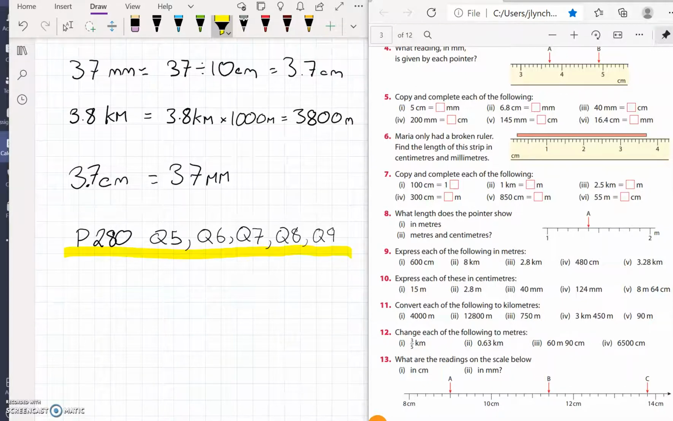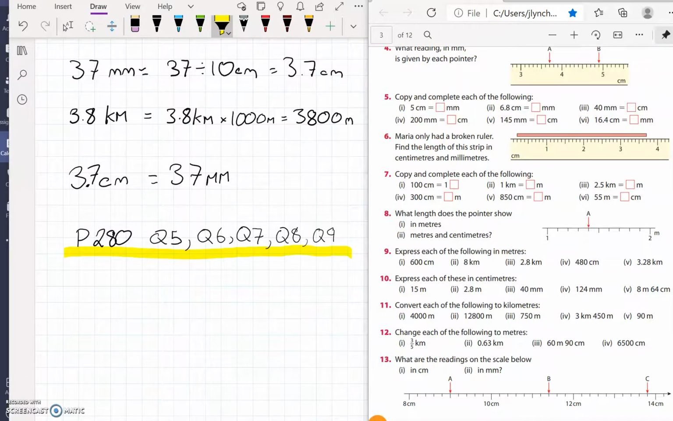Maria had a broken ruler. Find the length of the strip in centimeters and millimeters. Just make sure you see that the strip doesn't actually start at the 0 of the end of the ruler. I don't know why they give you a question like that. It's a bit stupid, but do it anyway. You'll be able to work it out. Copy and complete each of the following. 100 centimeters equals what? It's going to be 1 meter. And so on and so forth.